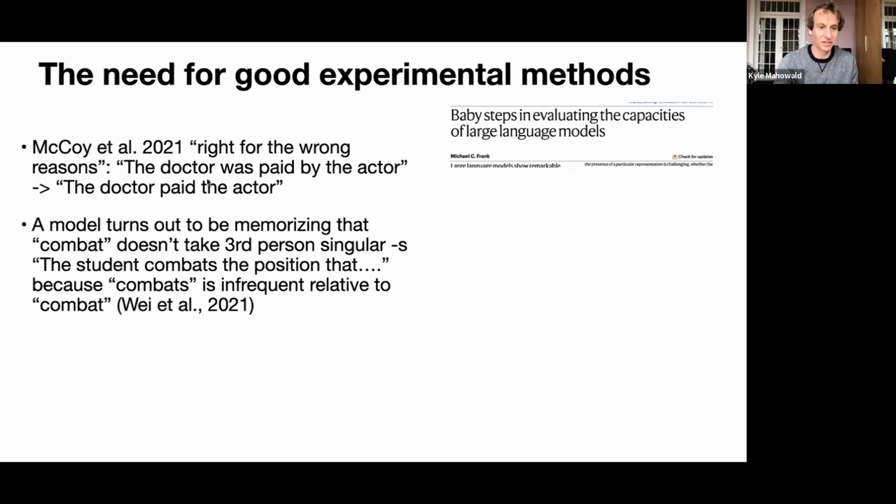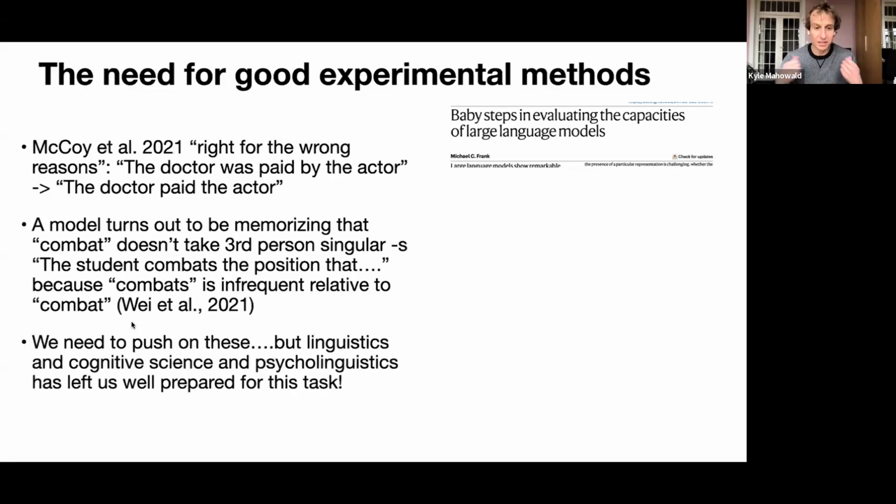Other examples of that, Wei et al. had this nice example showing that it's hard to get combat to take the third person singular S merely because combat is frequent in corpora relative to combats. And so it just kind of doesn't like to generate that as much. Right. And so we need to push on these kinds of cases where it turns out the model is doing something dumb or boring or not the kind of human-like generalization we're interested in. But I think linguistics and cognitive science and psycholinguistics have left us well prepared for that task, because we have to think about the same kinds of confounds and alternative explanations when designing human studies and doing work with humans.